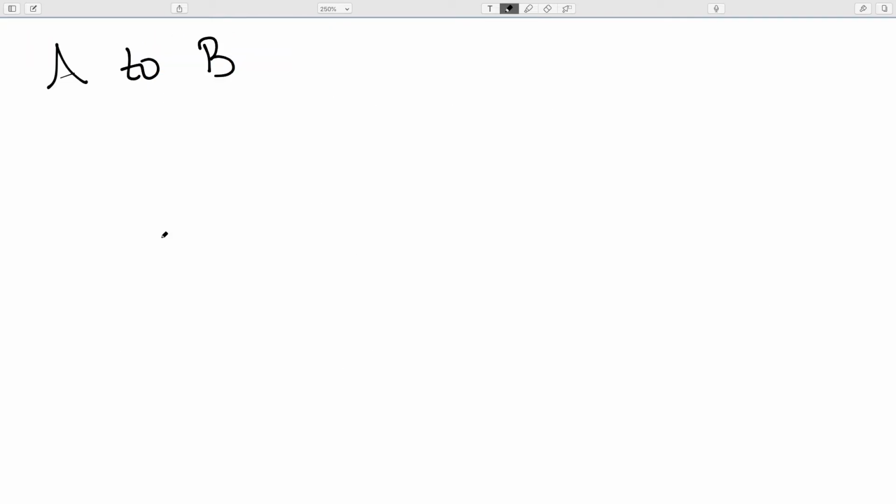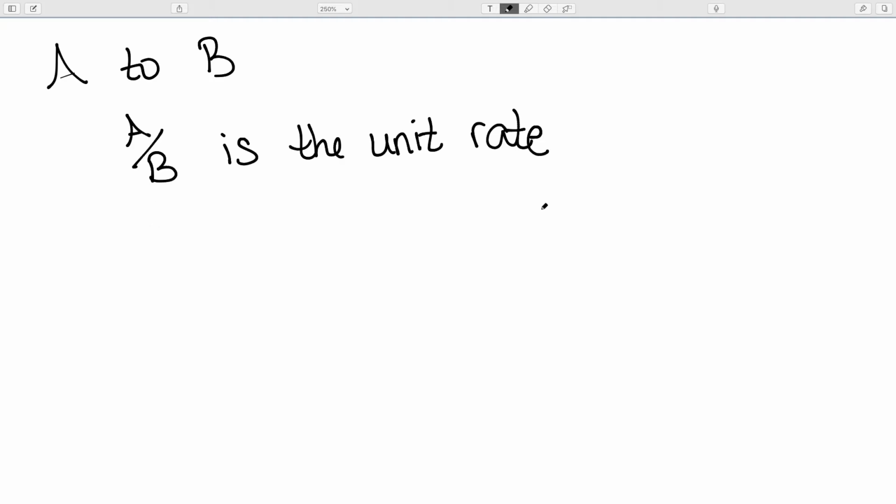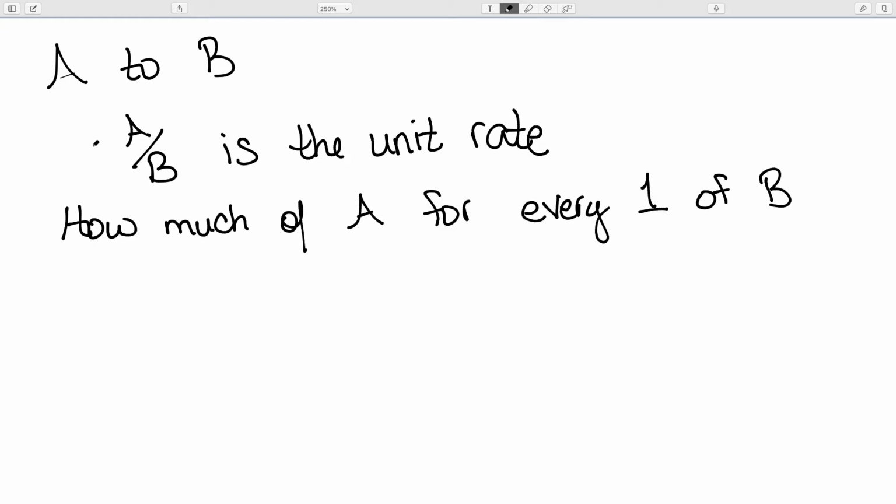In general, let's suppose we have a given ratio A to B, relating two non-zero quantities. Then the fraction A over B is the unit rate, also known as just the rate. It tells us how many units there are of the first quantity for every 1 unit of the second quantity. So it tells us how much of A we need for every 1 unit of B. So let's look at examples of this.